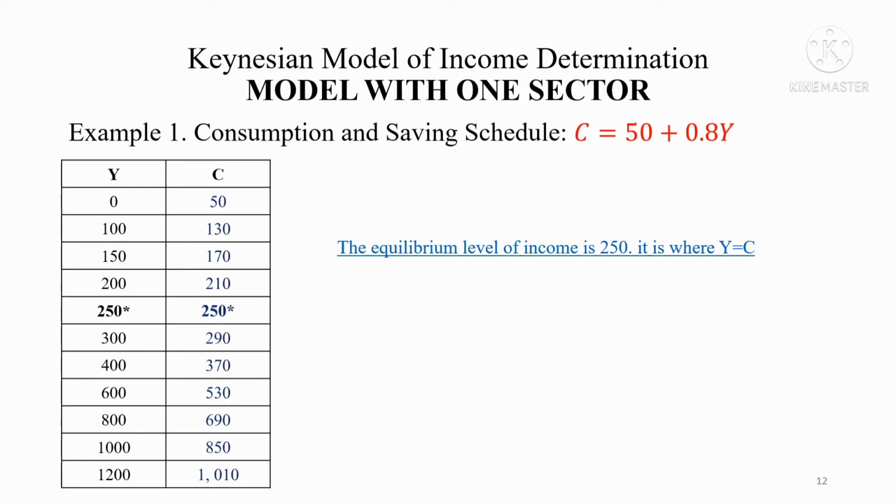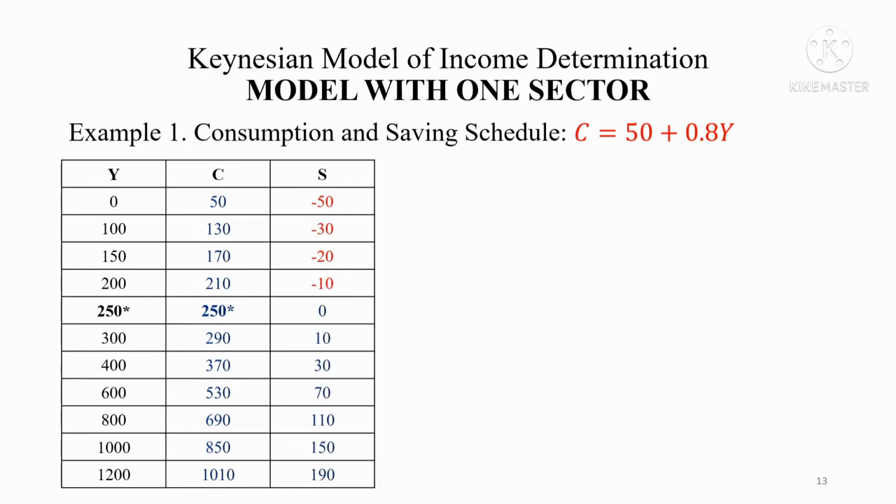So if we will calculate C at all levels of y, this is now the result. Here we can see that 250 is the equilibrium level of income, because at that income level, C is also equal to 250, which is the aggregate demand of the one sector economy.